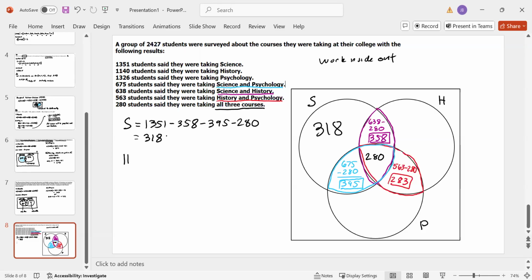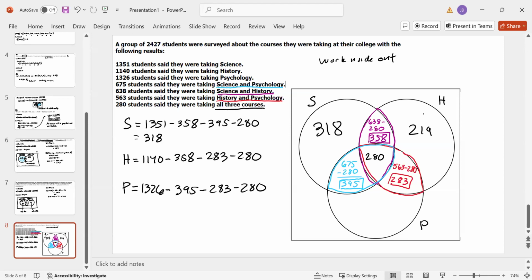And then if you do history, that's going to be 1140 minus 358 minus 283 minus 280. And if you do that correctly, you're going to get 219. Okay. And then the last one is psychology. 1326 minus 395 minus 283 minus 280. And if you do that one correctly, you're going to get 368. Okay.